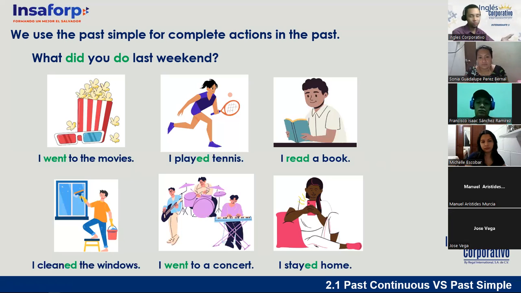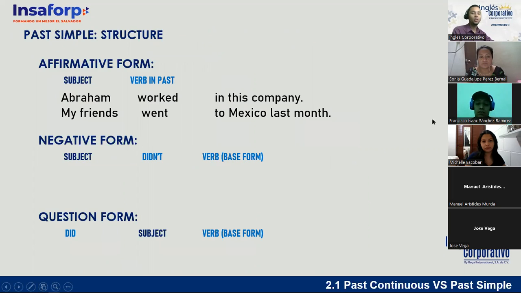You say, I painted the rooms of my house. I played with my son, right? I watched movies with my children. I went to church, et cetera, et cetera. So all those activities are complete. They finished, okay? They are in the past because they began and they finished, okay? They are complete actions.